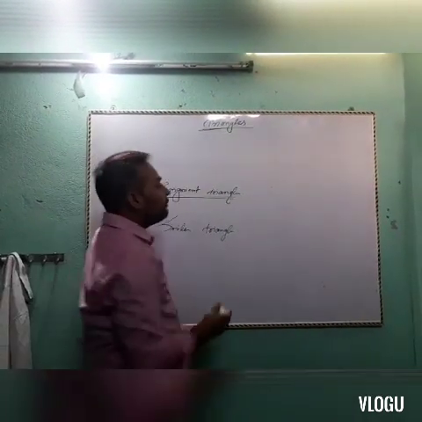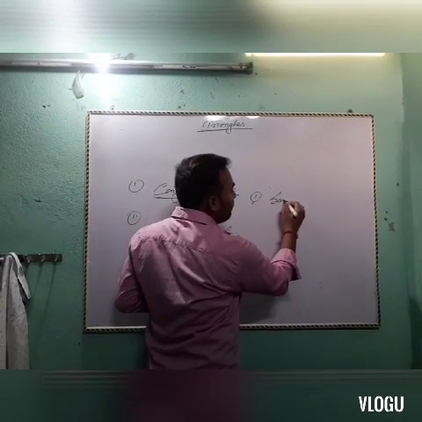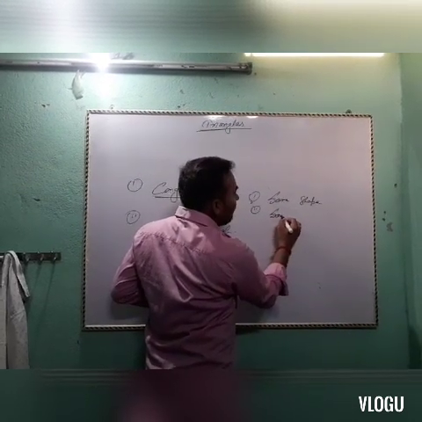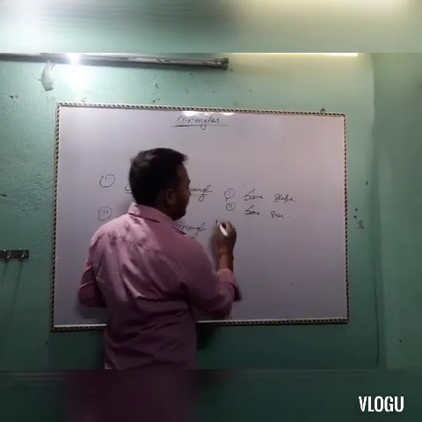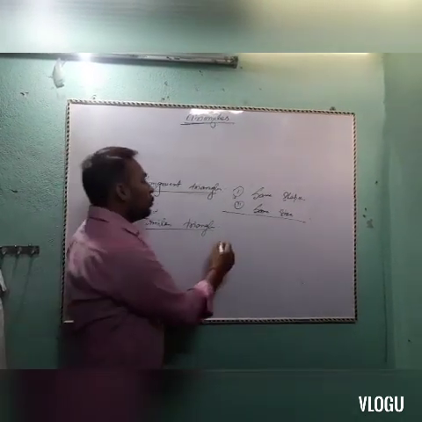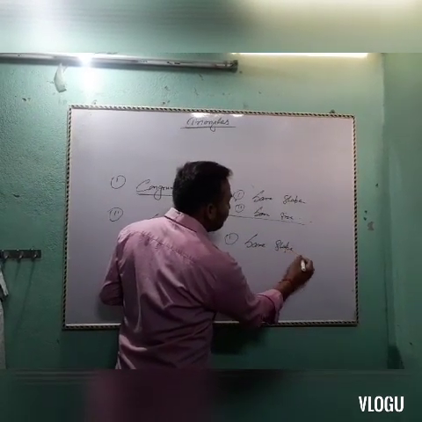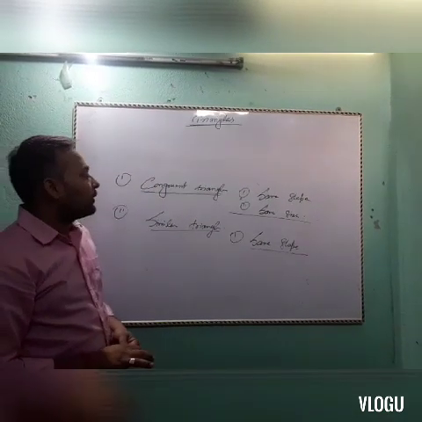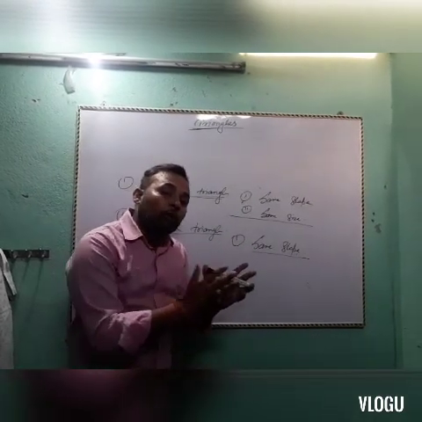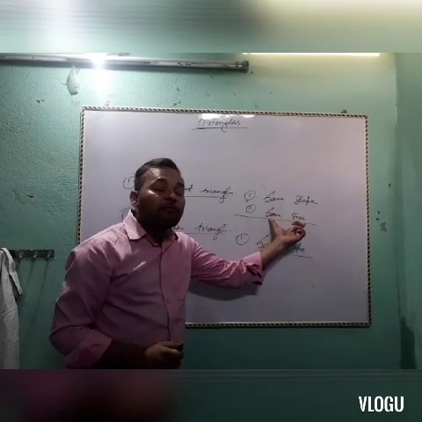Congruent triangles mean two conditions: same shape, and second, same size. But in similar triangles, only one condition, same shape. Students, two triangles are said to be congruent if they have the same shape and the same size.